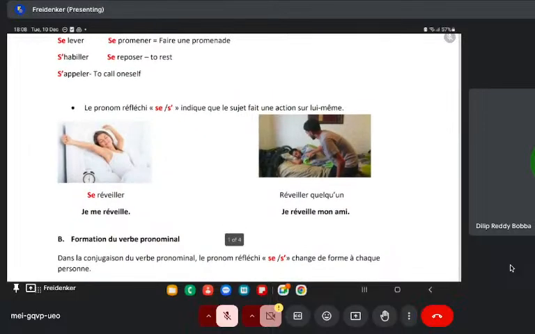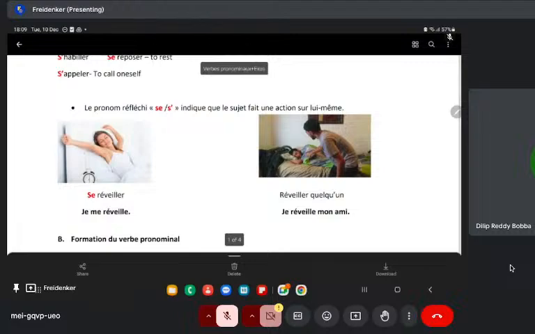So if you remove the SE, it's like you're waking someone. So quelqu'un is someone. So je réveille mon ami. I wake my friend. But here je me réveille. I wake myself. That is réfléchi.